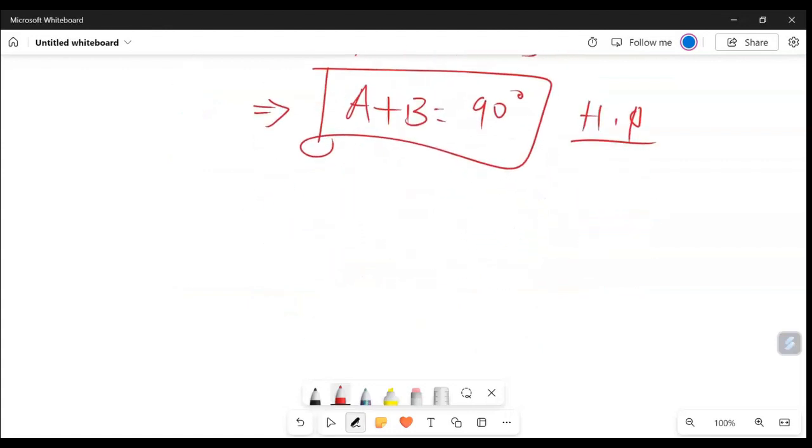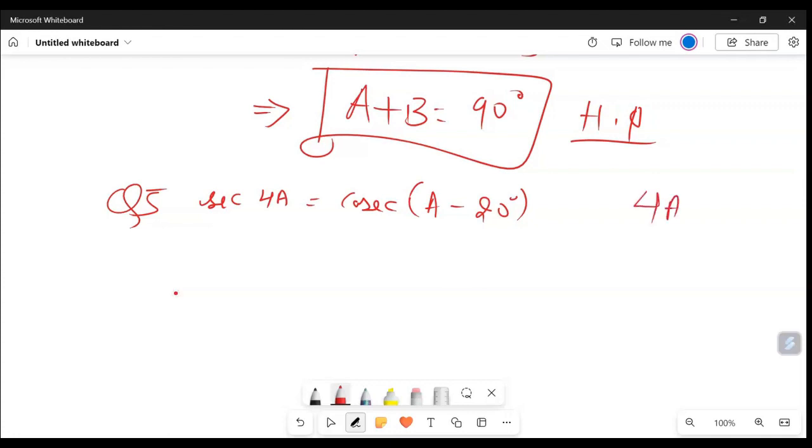We will go ahead with the question number 5 now. Question number 5 is, if sec 4A is equal to cosec A minus 20, where 4A is an acute angle. This 4A is acute angle. Acute angle is which angle which is less than 90 degree. So this is less than 90 degree. We need to find out A.